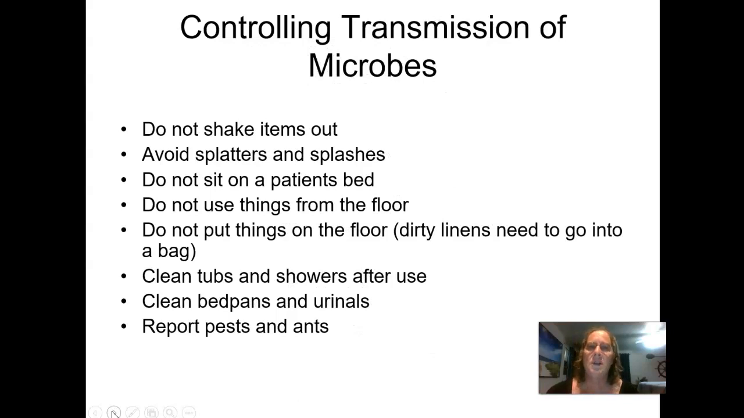As far as controlling transmission of microbes, we don't shake items out. We avoid splatters and splashes. Don't sit on a patient's bed. And I see CNAs do this all the time. They're wanting to have a conversation and be friendly with the person, which is wonderful. And we always tell you it's best to talk to someone when you're at eye level. So pull up a chair and have a conversation. Otherwise, you're going to need to squat down and have that conversation.